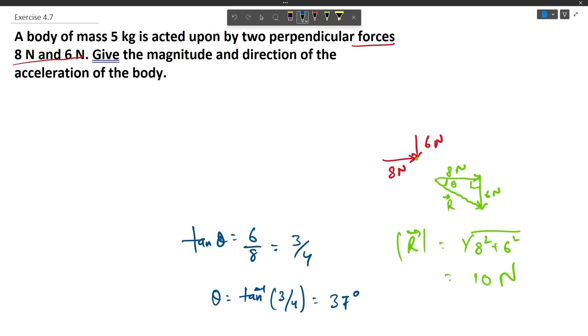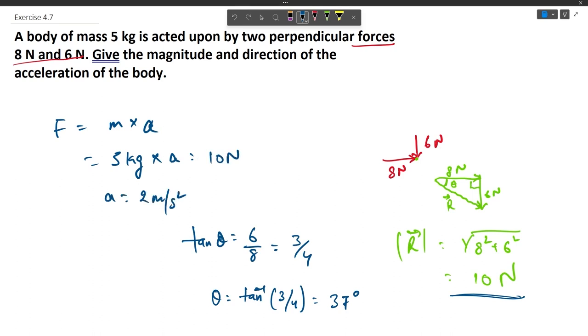Also, we have to find the acceleration of the body. So we have found the magnitude of force, that is 10 Newton. Now force equals mass times acceleration. Since mass is 5 kg times acceleration and the magnitude of force is 10 Newton, that will give us an acceleration of 2 meter per second square in the direction of the resultant force.